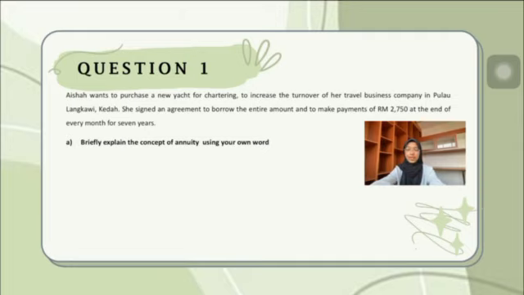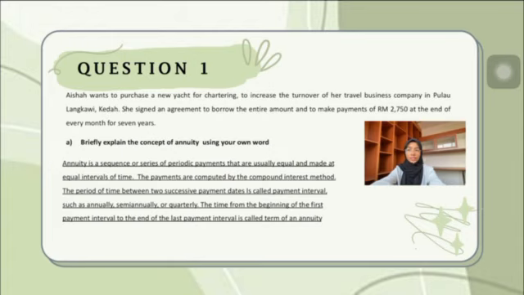To answer the first question, briefly explain the concept of annuity using your own words. So my answer is, annuity is a sequence or series of periodic payments that are usually equal and made at equal intervals of time. The payments are computed by the compound interest method. The period of time between two successive payment dates is called the payment interval, such as annually, semi-annually, or quarterly. The time from the beginning of the first payment interval to the end of the last payment interval is called the term of an annuity.